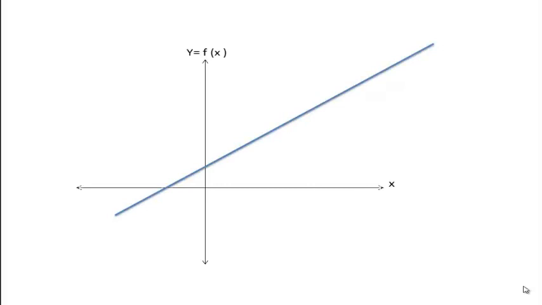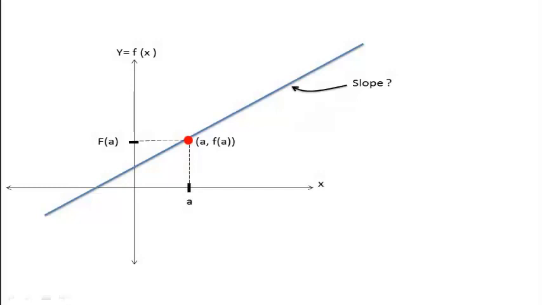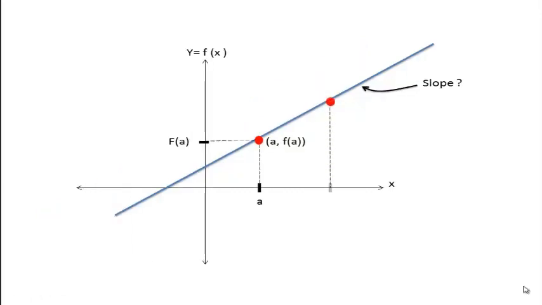Now I draw a line, but here is a question: how can I find the slope of this line? For that, we have to take 2 points. Here is the first point, whose projection on the x-axis is a, and on the y-axis it would be f of a. So the coordinates of this point would be a and f of a. Here the function is f of x equals mx plus c, where m is the slope of this line. Let us take another point whose coordinates are b and f of b.